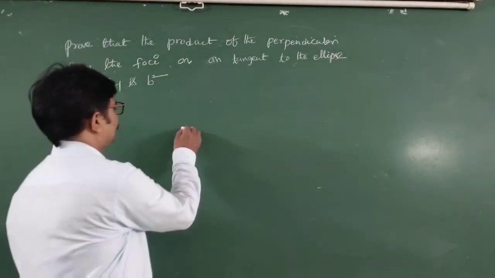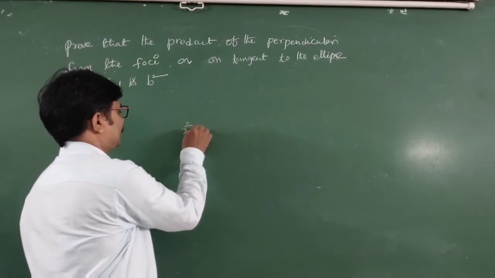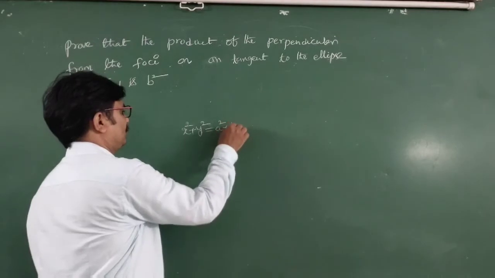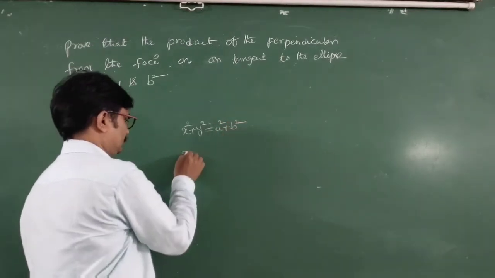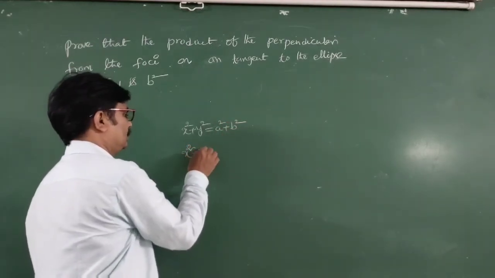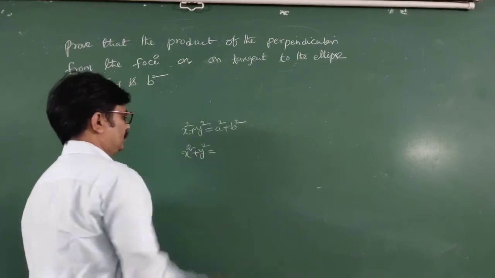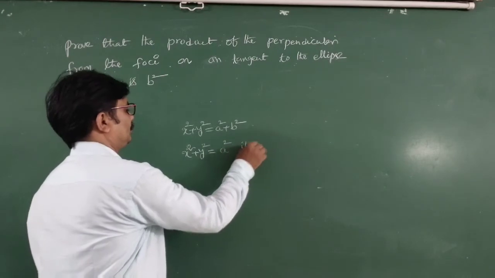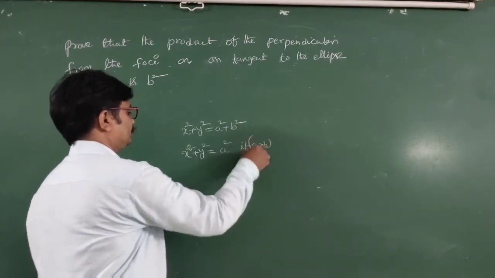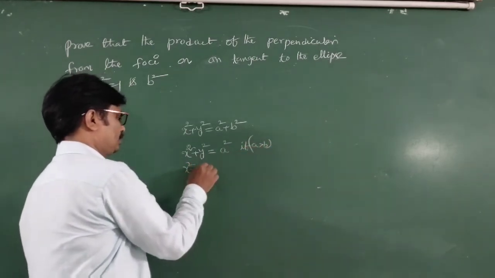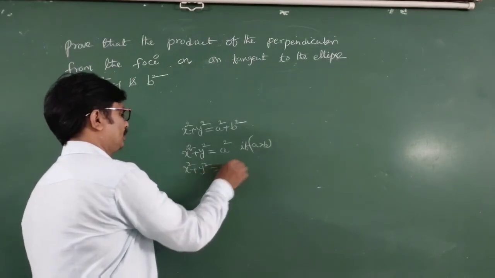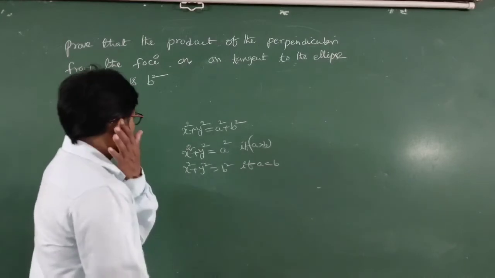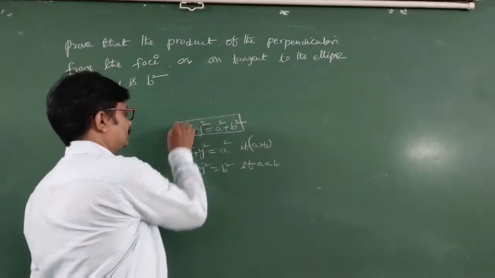Students, the equation of the director circle is x square plus y square equal to a square plus b square, and the equation of the auxiliary circle is x square plus y square equal to a square if a is greater than b, and x square plus y square equal to b square if a is less than b. Dear students, this is called the director circle.